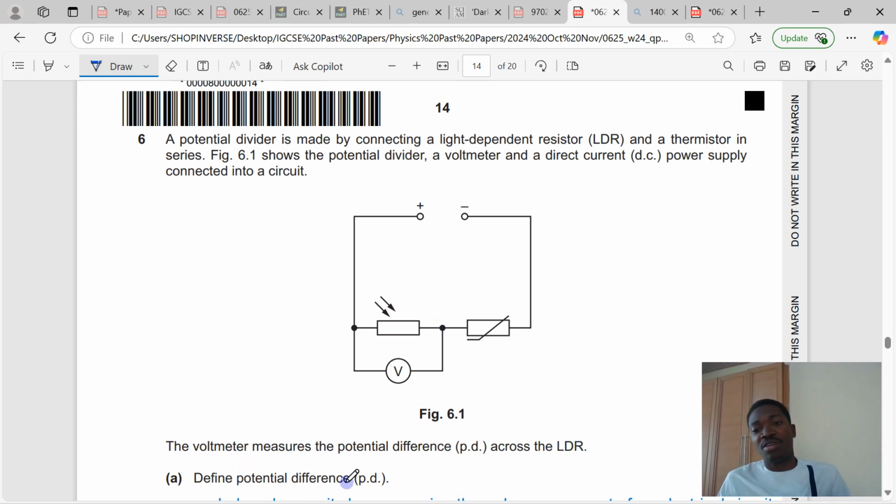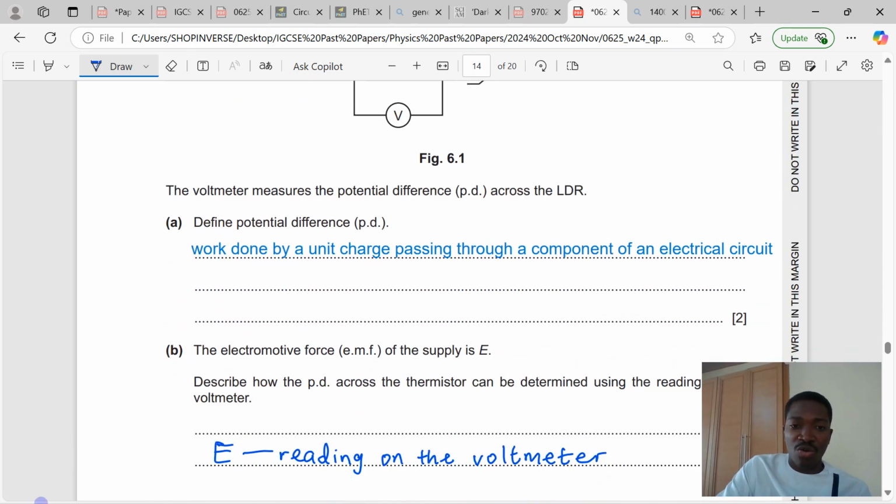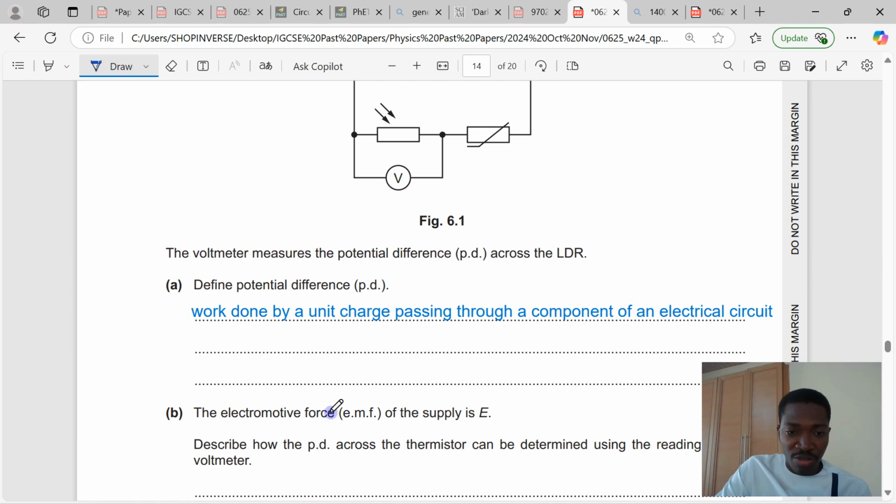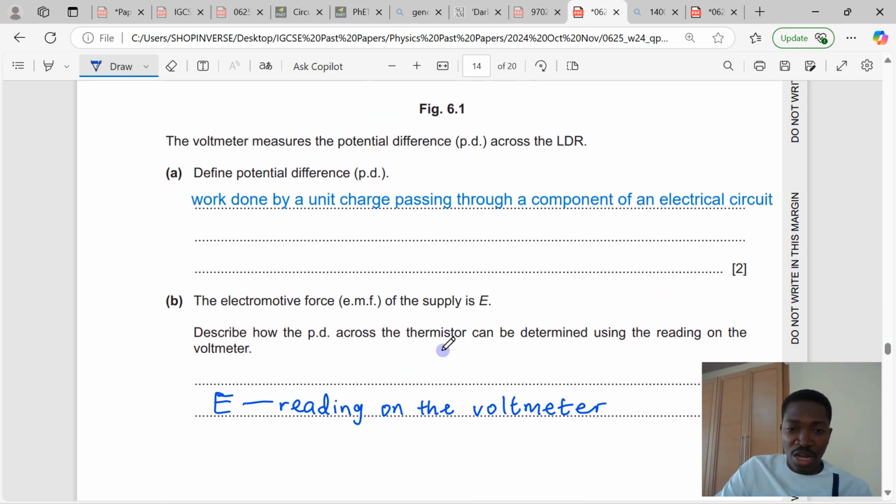Define potential difference. Potential difference is work done per unit charge, or you say energy per unit charge, passing through a component in an electric circuit. That's potential difference. Now they said the electromotive force, EMF, for the supply is E. Describe how the potential difference across the thermistor can be determined using the reading on the voltmeter. Don't forget that the EMF for the supply is E.